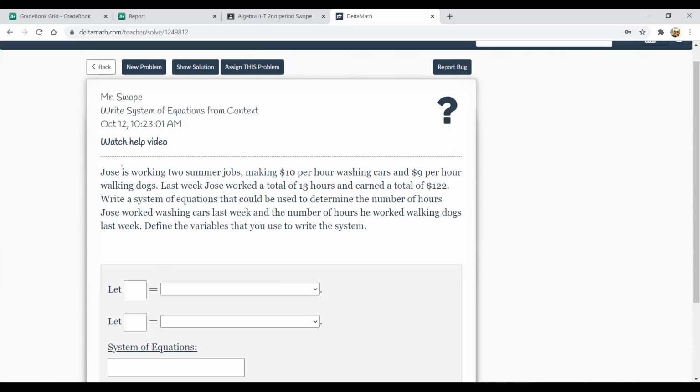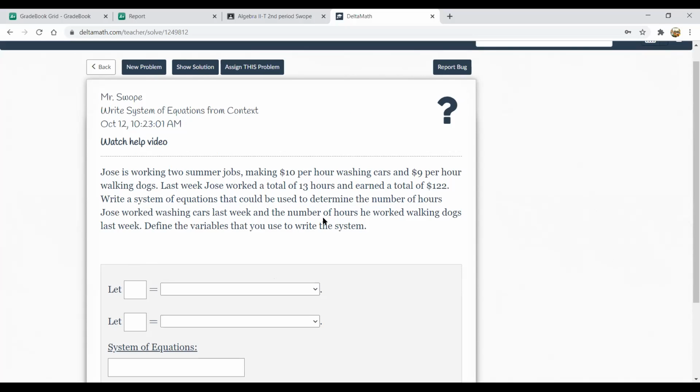But looking at this problem, we have Jose is working 2 summer jobs. He makes $10 per hour washing cars, $9 per hour walking dogs. That's not a bad gig. Last week, Jose worked a total of 13 hours and earned a total of $122. We're going to write a system of equations that could be used to determine the number of hours Jose worked washing cars last week and the number of hours he worked walking dogs last week. Define the variables that you use to write the system.